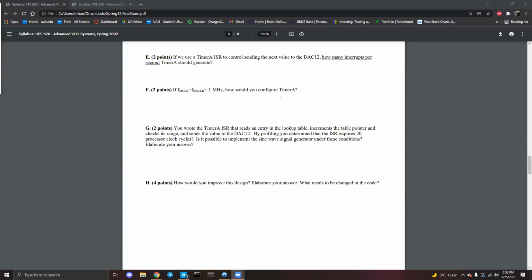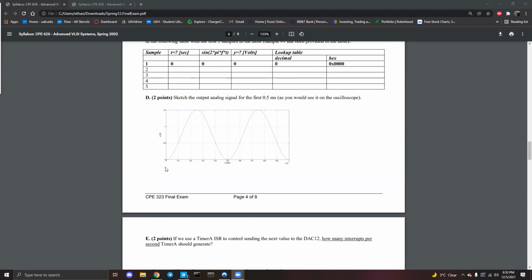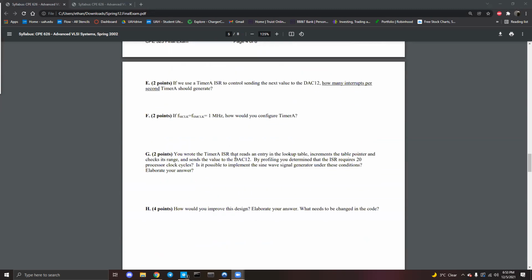All right, if we use a timer A ISR to control sending the next value to our DAC, how many interrupts per second should timer A generate? Well, we need to know the frequency of how often to populate this. We know that's 0.05 milliseconds, so calculate the frequency there. I think you said it was 20 kilohertz.